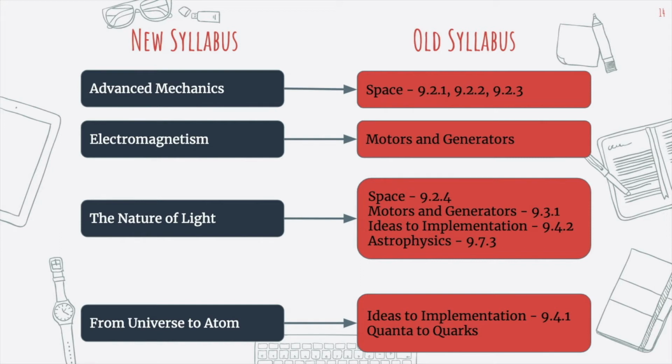Module 7, the nature of light, is actually taken from 4 different areas of the old syllabus, and so this is where it can get a bit tricky to find the appropriate questions. My guide would be use those syllabus numbers, the 9.2.4, and have a look at the marking criteria. We'll go into how we can use those marking criteria to best prepare for the HSC as well in a minute. And from universe to atom, we see that that's actually comprised of one section of the ideas to implementation unit and all of the quanta to quarks option module from the old syllabus.